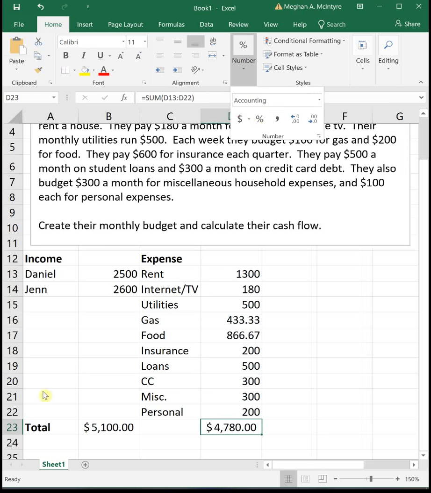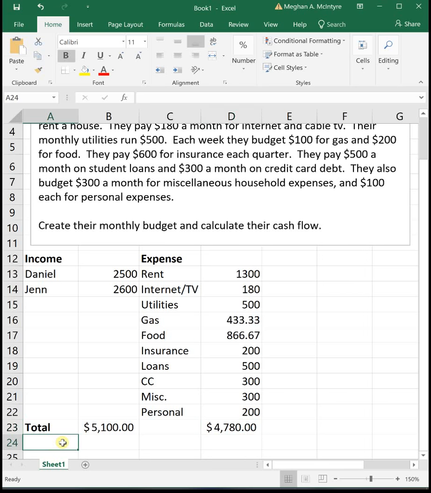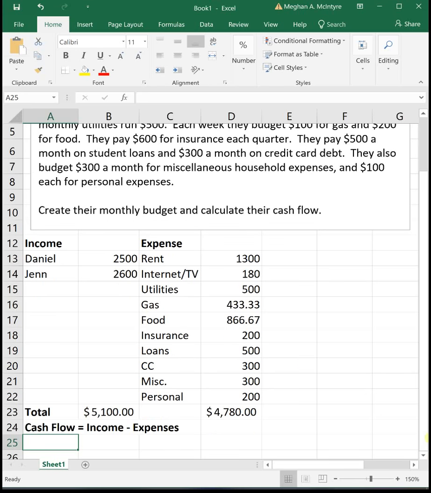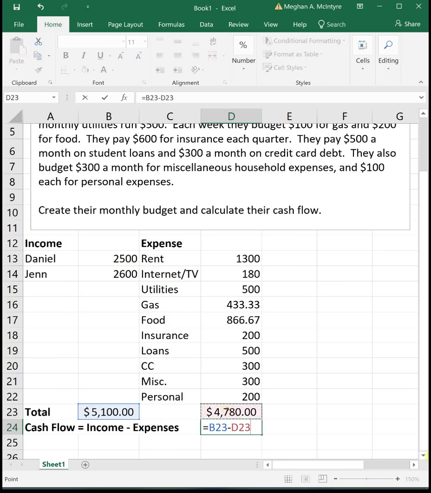And the final step is cash flow. Cash flow is defined to be your income minus your expenses. This tells you basically how much money you have left over every month, or how much money you are spending too much of every month. So if we look at their income minus their expenses, this gives us our cash flow. And we see that they have $320 extra right now each month.